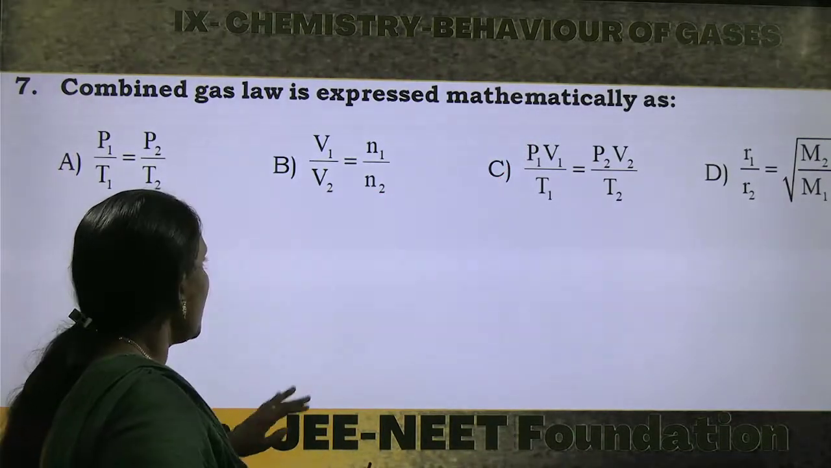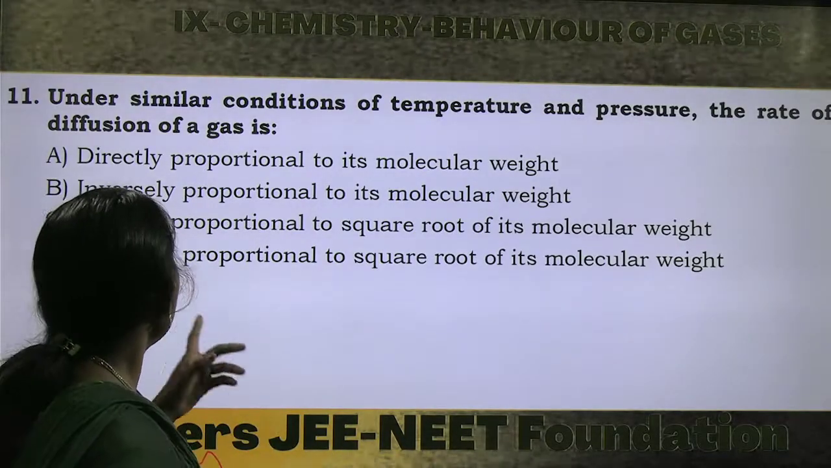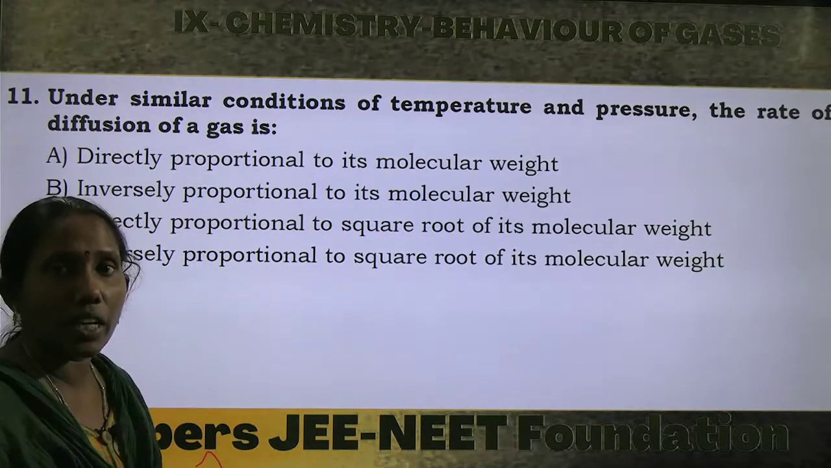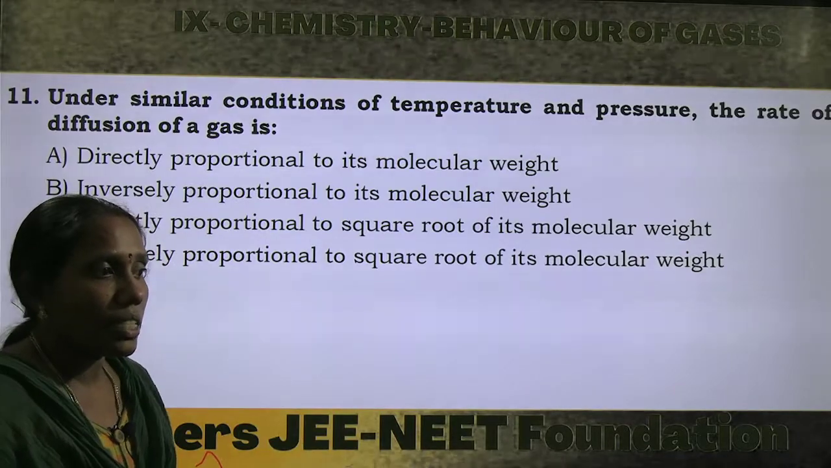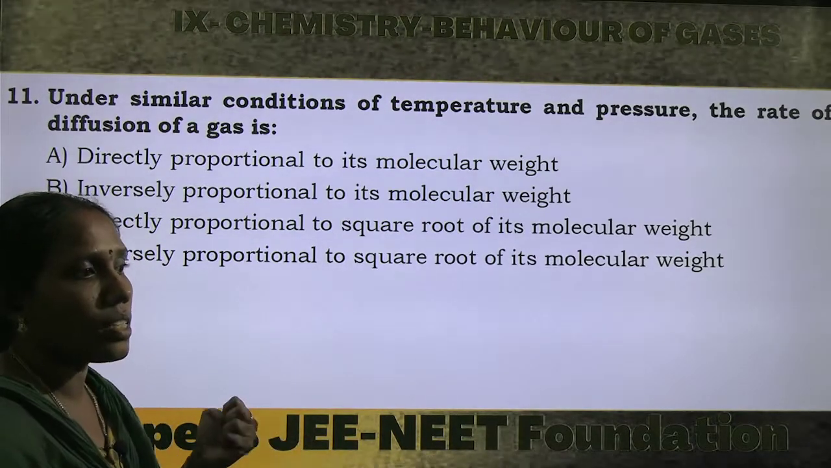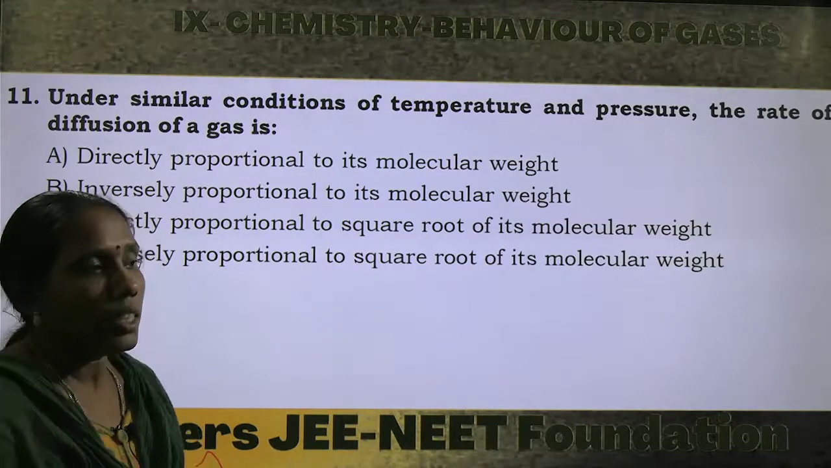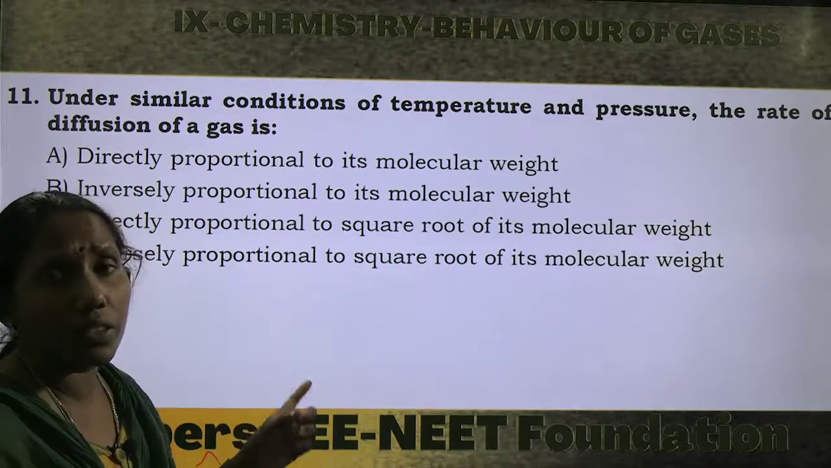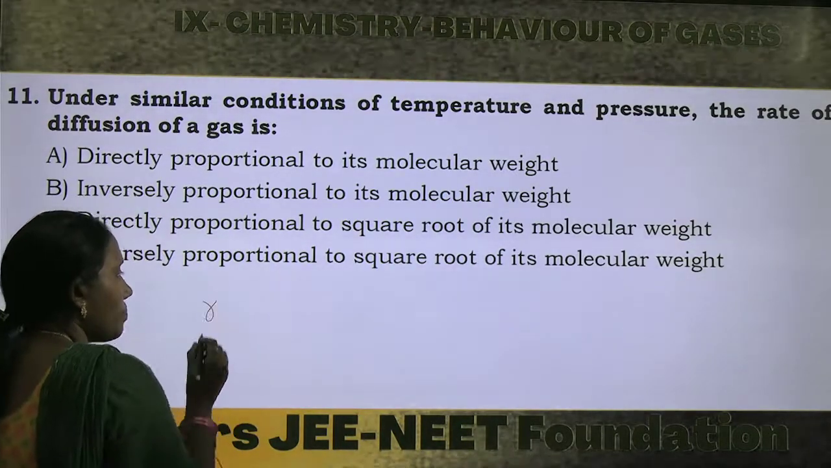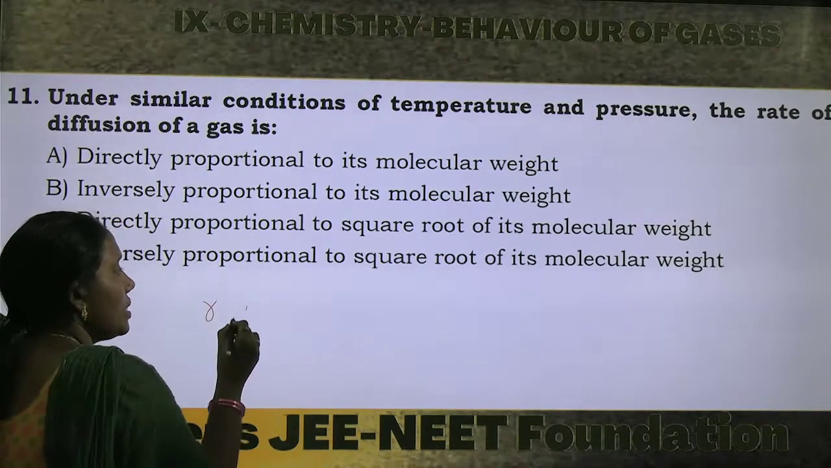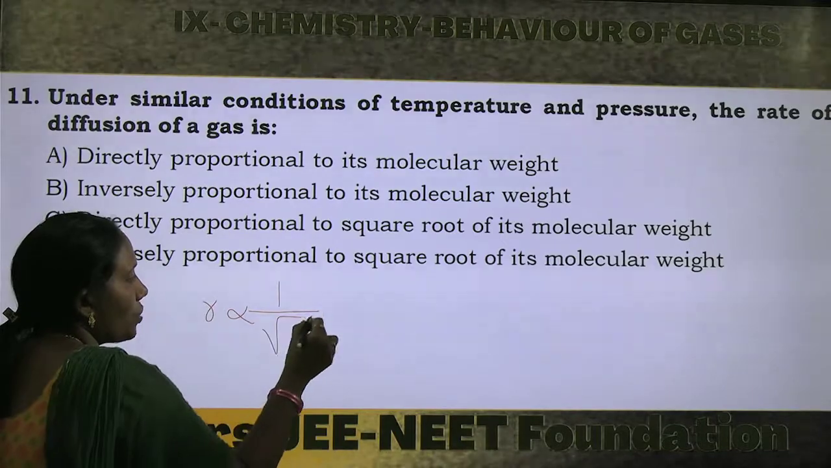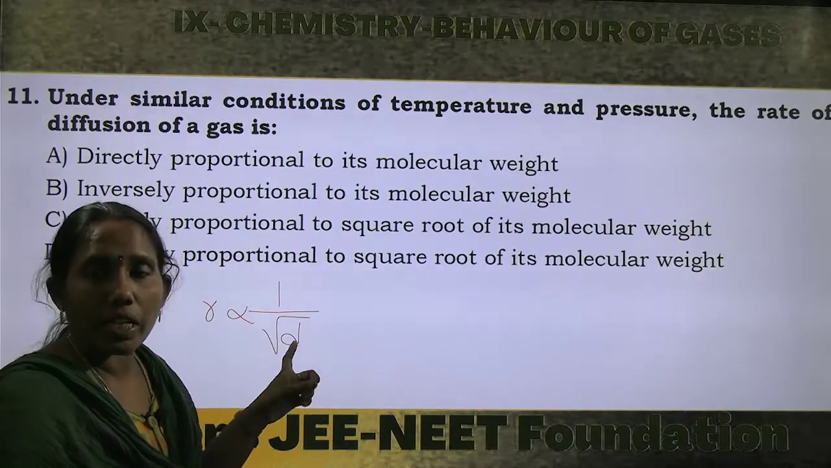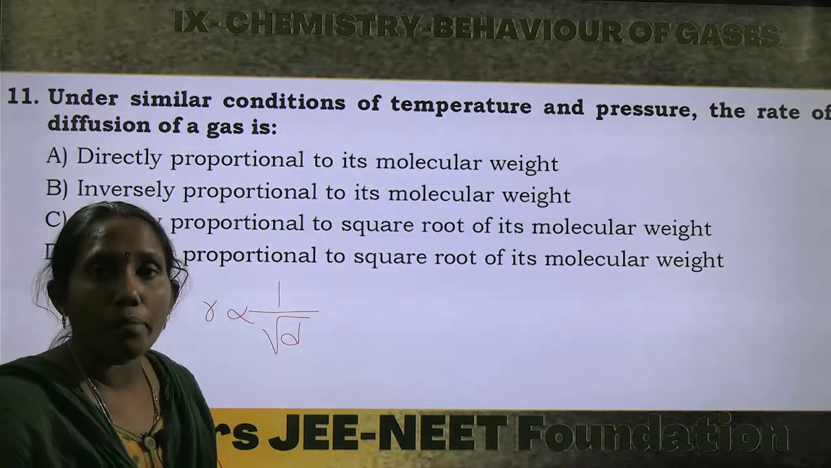Coming to the next one. See here, under similar conditions of temperature and pressure, the rate of diffusion of a gas is. Under similar conditions of temperature and pressure means we can consider constant temperature and pressure. The rate of diffusion of gas is inversely proportional to the square root of its density. Since it is density, obviously we can consider that as molecular mass or molecular weight.